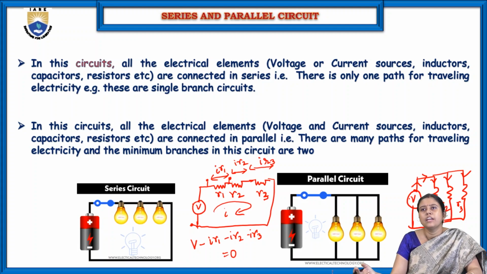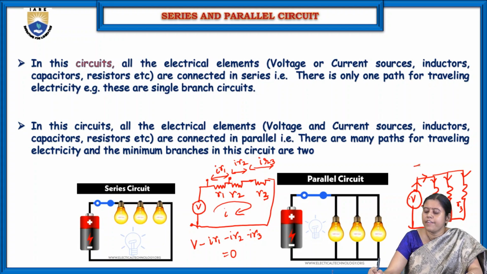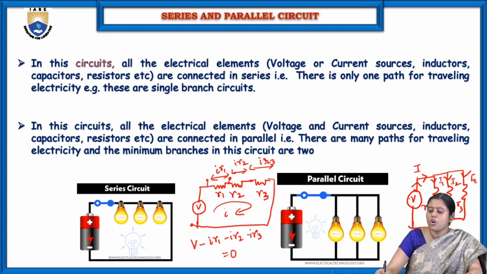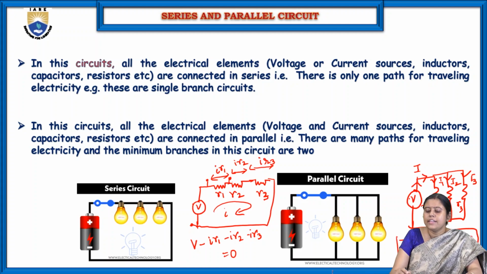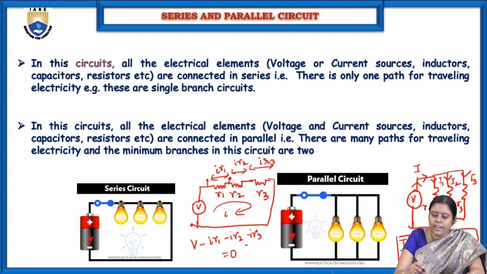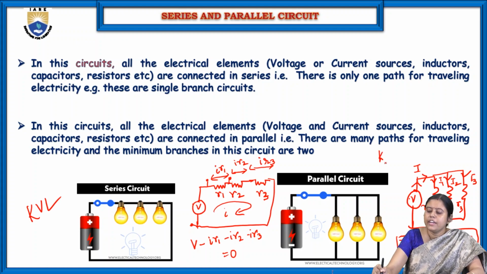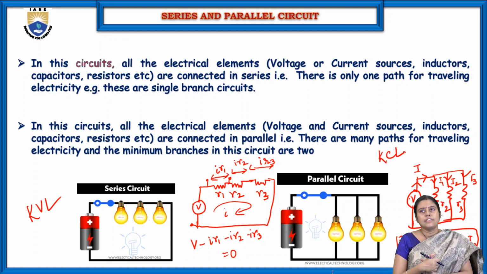For every branch the voltage is constant, but the current is not fixed. This current I is dividing into I1, I2, I3, or we can write I is equal to I1 plus I2 plus I3. This equation is known as Kirchhoff's voltage law or KVL. This is based on KVL and this is based on Kirchhoff's current law, KCL.